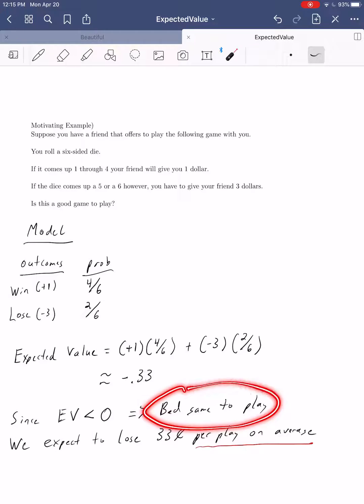Since this is a bad game to play from our perspective, it must be a good game to play from our friend's perspective. If we redid this, where this was losing, and it was -1, and it was 4 out of 6, and this was winning, and it was +3, and it was 2 out of 6, that would be from our friend's perspective. This would come out as positive 0.33, and it would be a good game to play. Because if we're losing the game, our friend must be winning the game. So that's what we're making sure you understand, that this is a perspective-driven thing. Something that's good from one person's perspective is going to be bad from the other person's perspective.